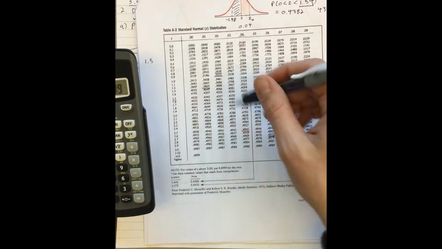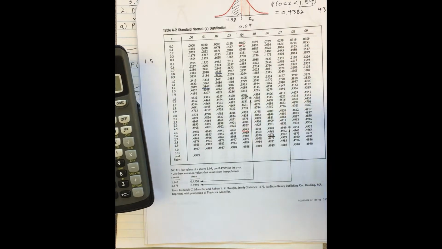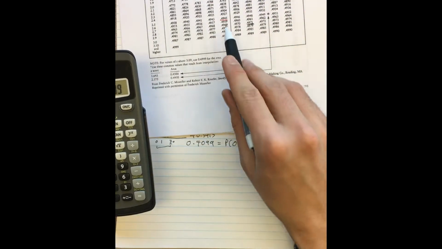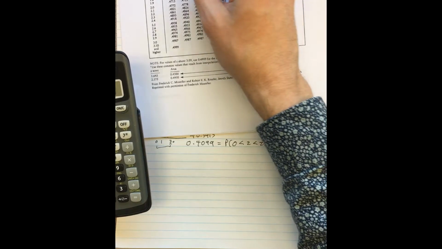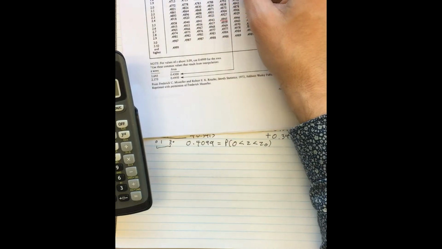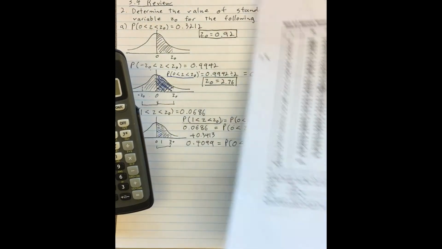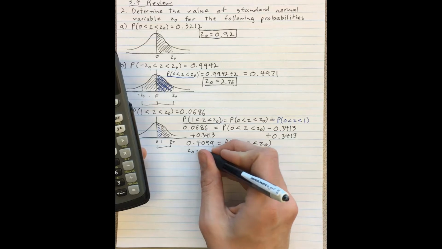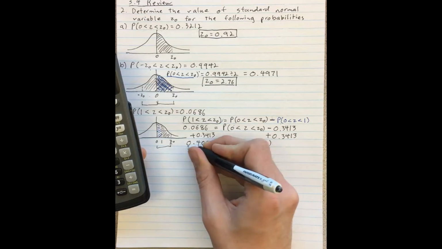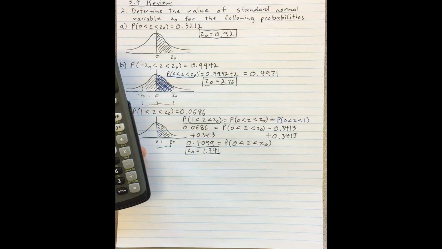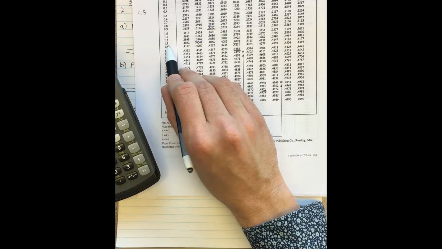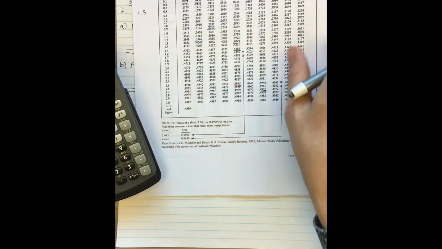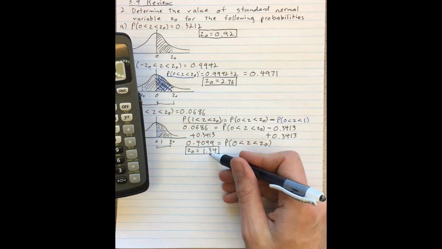And then now we do the reverse engineering of our z naught. So we need to find 0.4099 right here. And this corresponds to a z naught of 1.3 and 1.34. So z naught equals 1.34. And again, I'm just going to repeat how I found that. I found 0.4099. There's a 1.3 right there, and then there's a 0.04 right there. I add those together, I get 1.34.